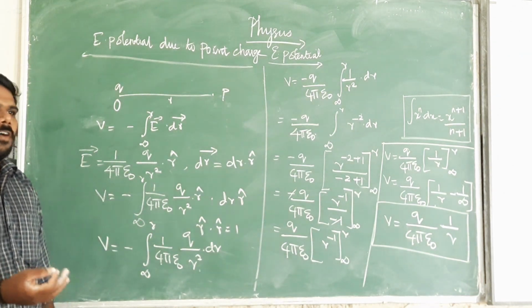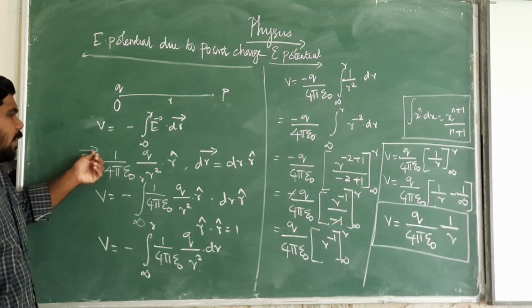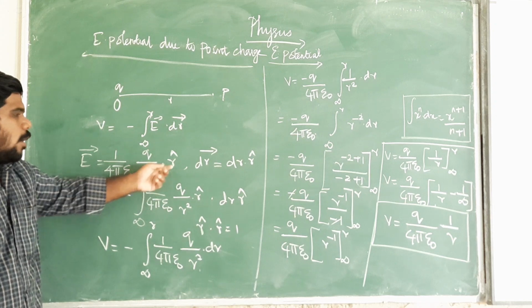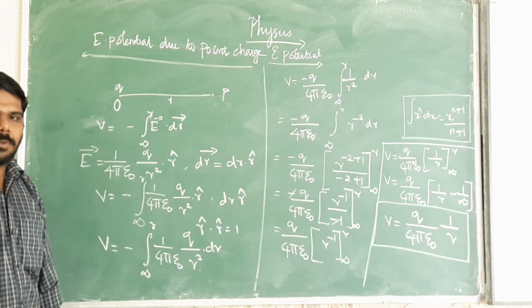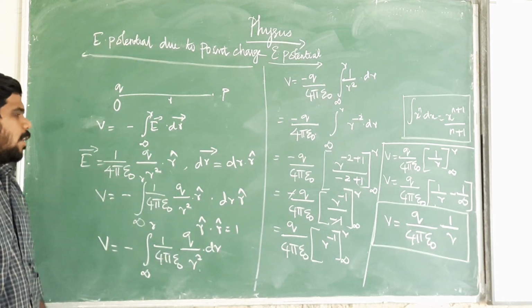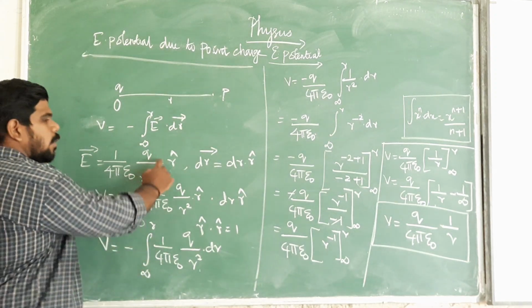But already we know the formula for electric field. The electric field E vector is equal to 1 by 4 pi epsilon 0 q by r square into r cap. So what's the formula for electric field? E vector is equal to 1 by 4 pi epsilon 0 q by r square into r cap.